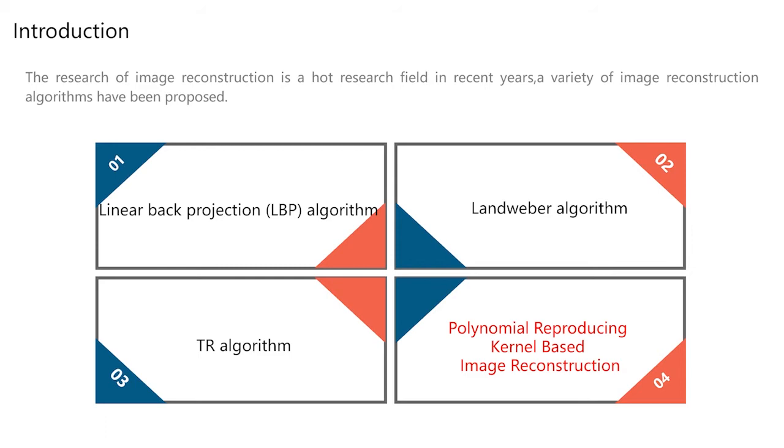The quality of the image reconstructed by the TR algorithm has been greatly improved in the measurement center area, since this algorithm sacrifices a part of pixels in the iteration process. The image quality of this algorithm will become worse. So in this paper, we propose a new ECT image reconstruction method based on polynomial reproducing kernel to improve the imaging accuracy.